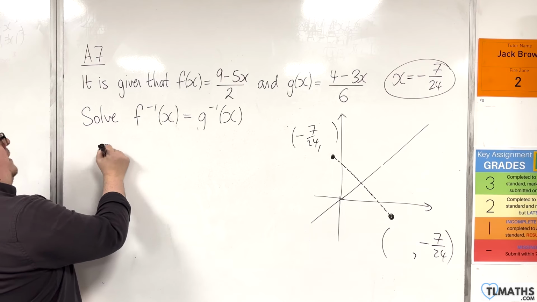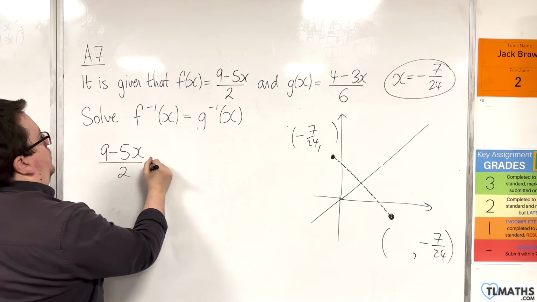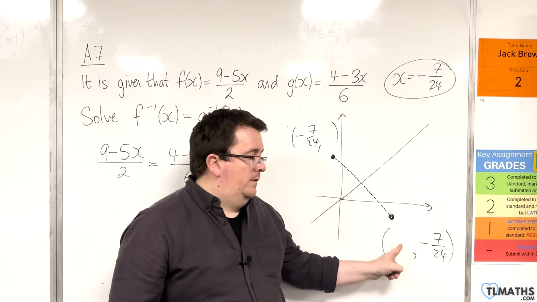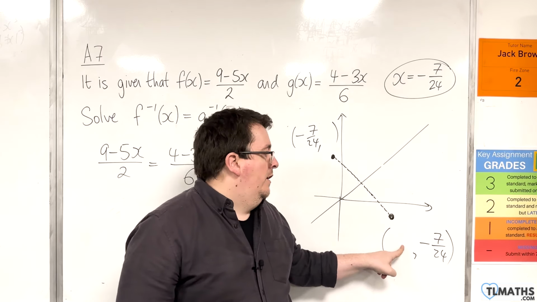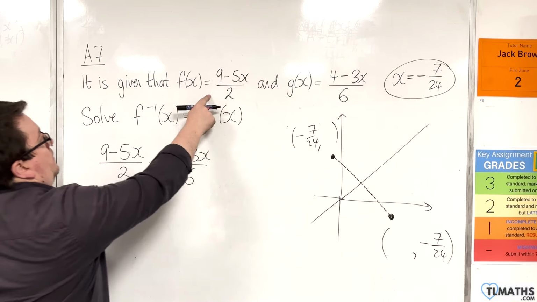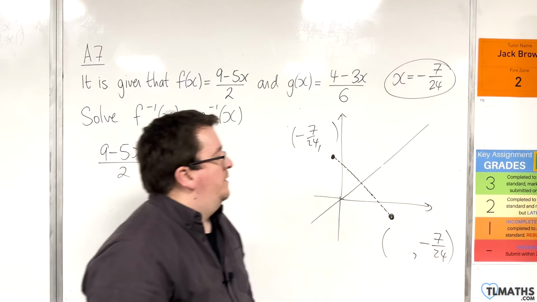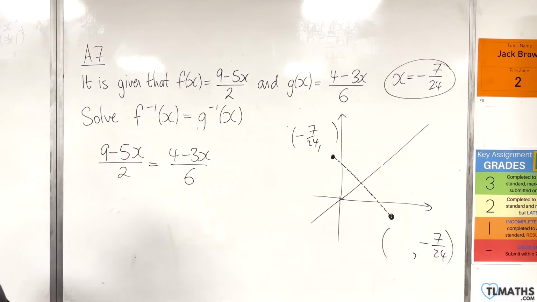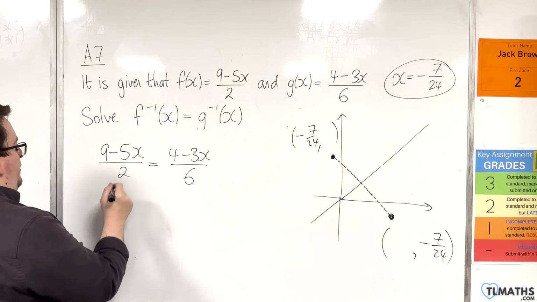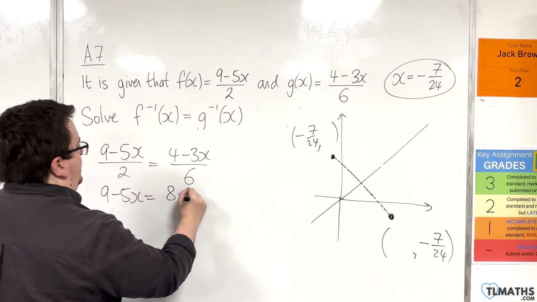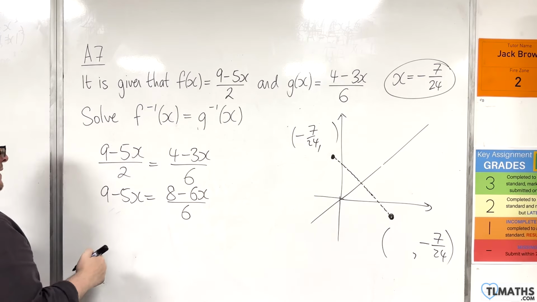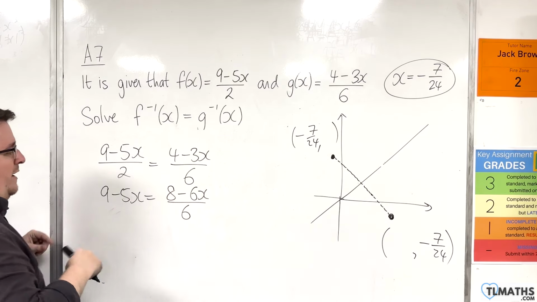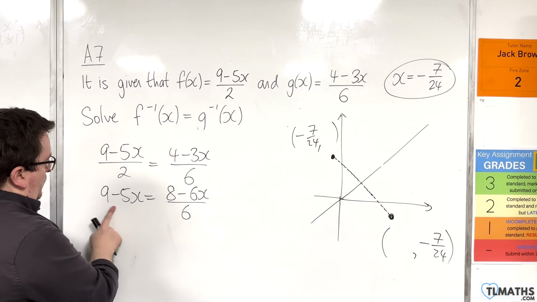So if I work out f of x equals g of x, what that'll do is it will give me the x-coordinate that goes in here. And then I could plug that x-coordinate into either of these to work out the y-coordinate. That's the plan, okay? Which will be the x-coordinate of that intersection point. So let's solve these two. I'm going to multiply both sides by 2 first. So (8 take away 6x) over 6. Then multiply through by 6. Now, I could have done multiplying through by 2, have then got 3 in the denominator. I could have done it that way, but I'm going to go through this way.